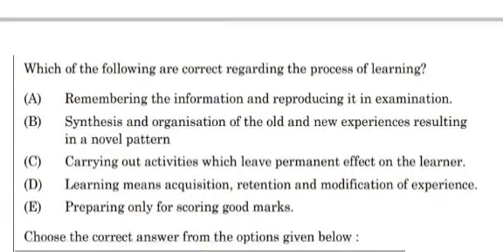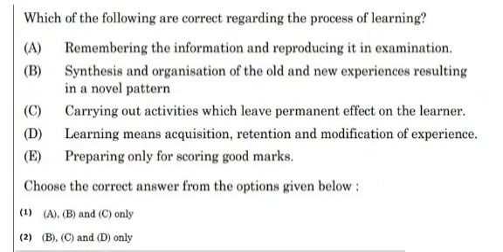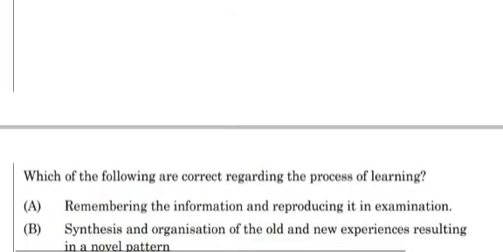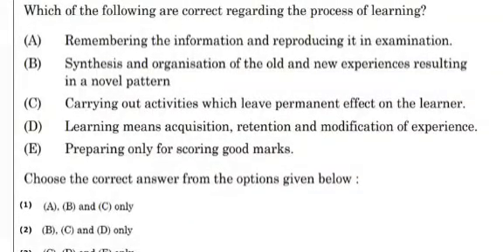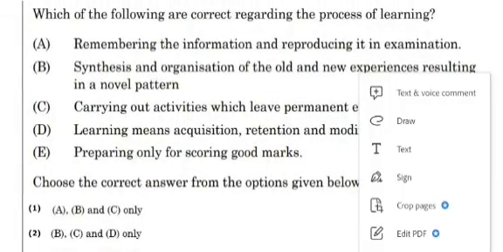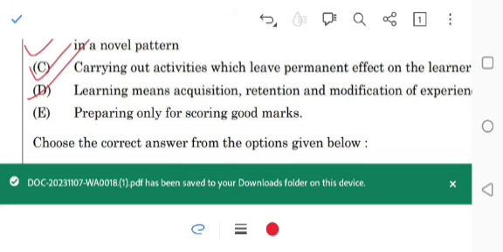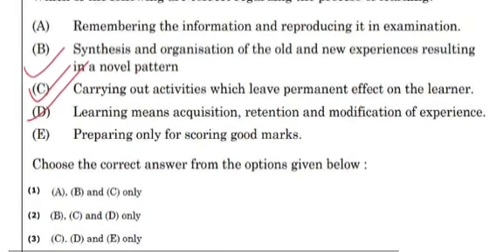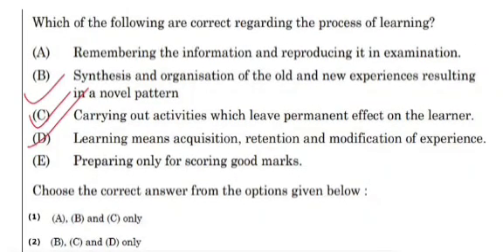The first question is, which of the following are correct regarding the process of learning? It will be B, C and D. After marking, I will read B, C and D. That means synthesis and organization of the old and new experiences resulting in a novel pattern, carrying out activities which leave permanent effect on the learner, and D, learning means acquisition, retention and modification of experience. So that is B, C and D, our answer.